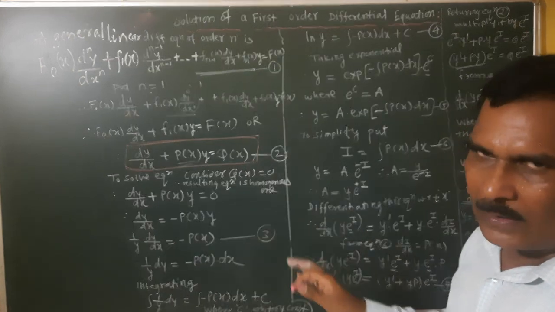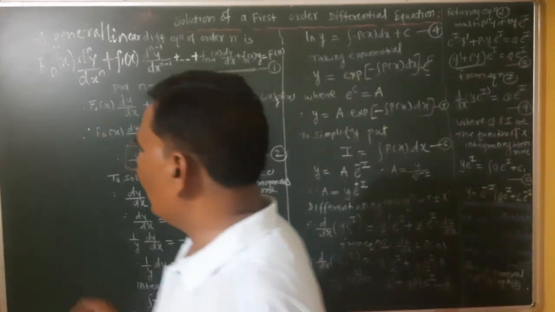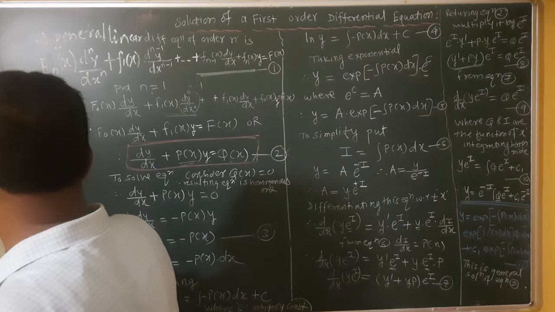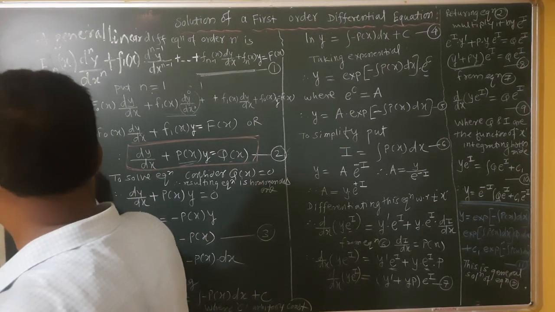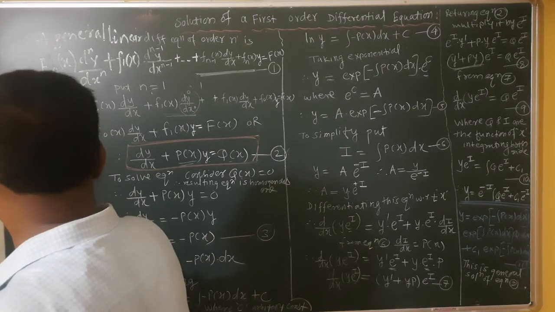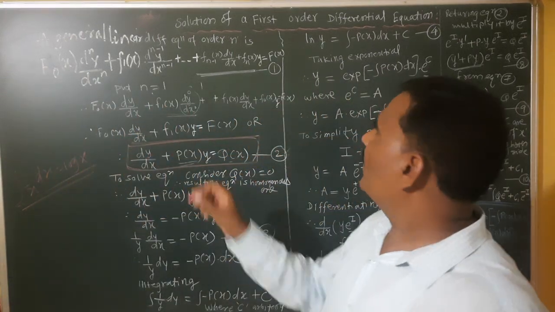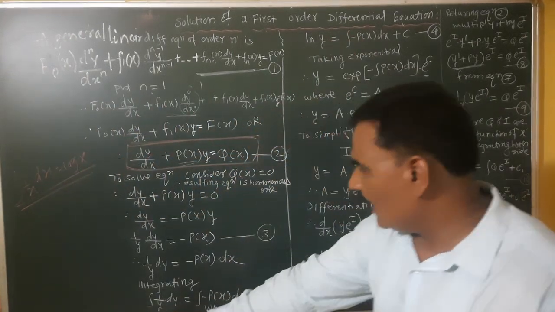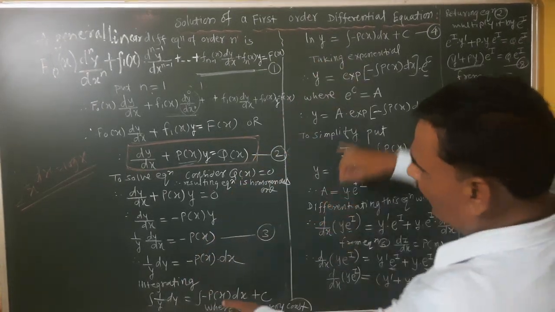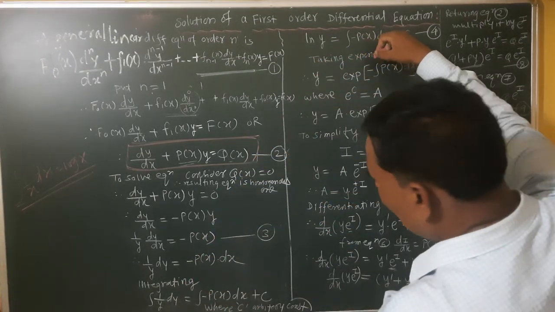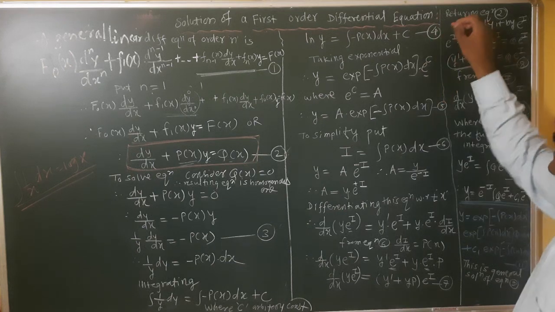I think we have to understand what is the basic formula. That is, integration of 1 upon x into dx is equal to log x. This we have to remember. Integration of 1 upon x into dx is equal to log x. Means this integration is ln of x, and for the integration of p of x into dx, plus c is added. This is equation 4.